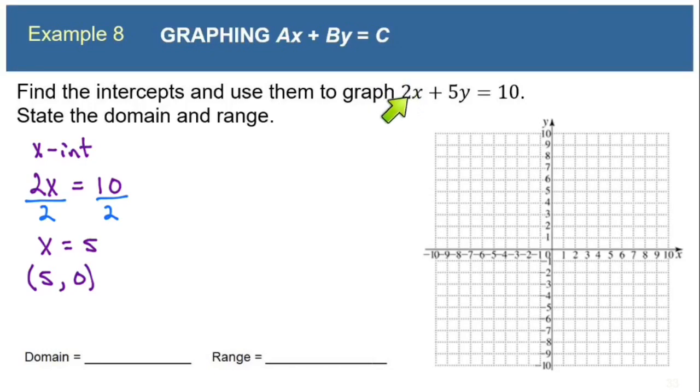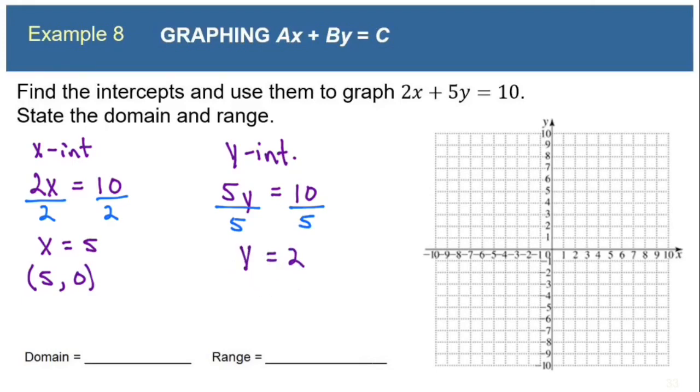All right, now to find the y-intercept, we'll plug in 0 for x. So that means this x term is going to disappear. And for the y-intercept, then we'll have 5y equals 10, divide both sides by 5, and y equals 2. So the y-intercept is 0, 2.